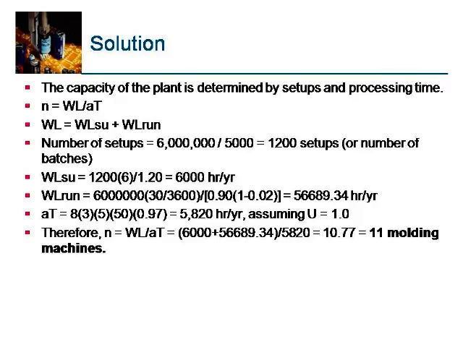And WL for run also in the same way you can calculate, which is going to be 56,690 hours per year. So AT is calculated based on this, and we can use assuming U, utilization, is equal to 1, and therefore N can be calculated as WL by A into T, and we get 10.77, and it is equal to 7 molding machines.